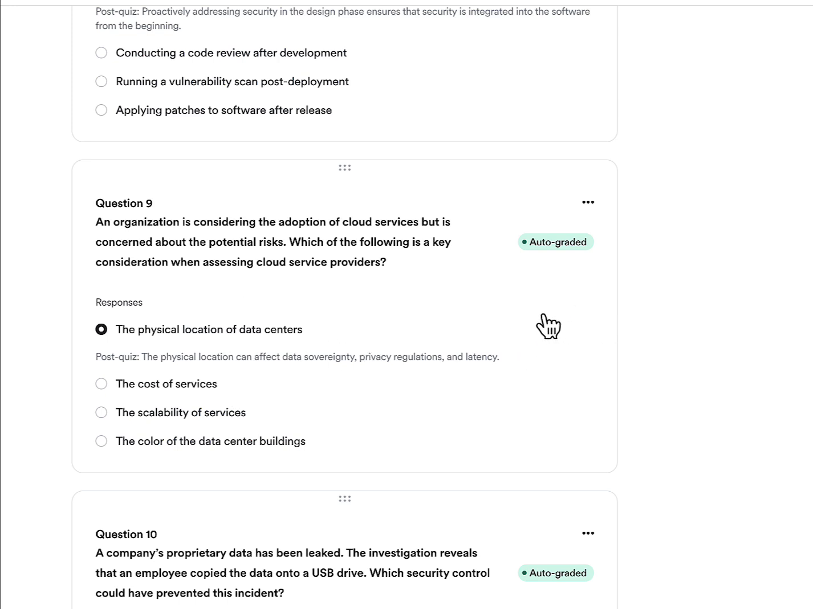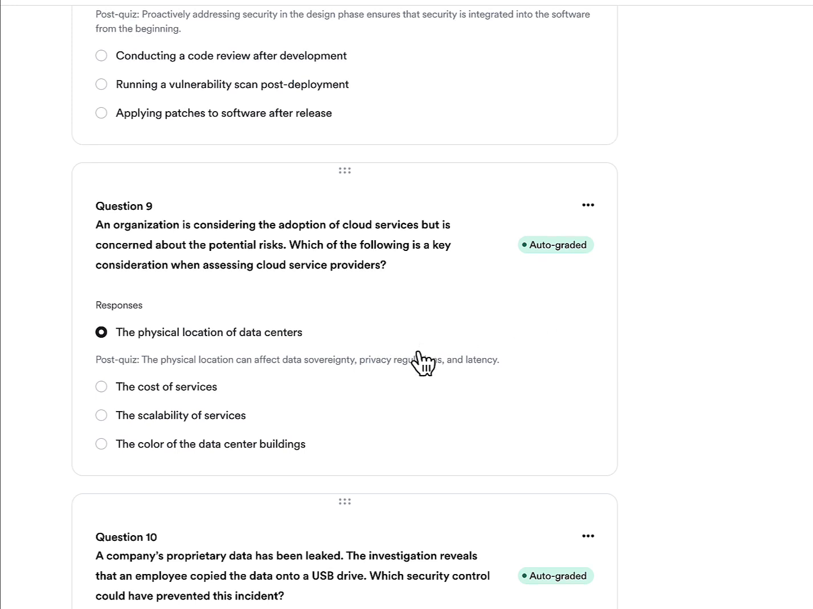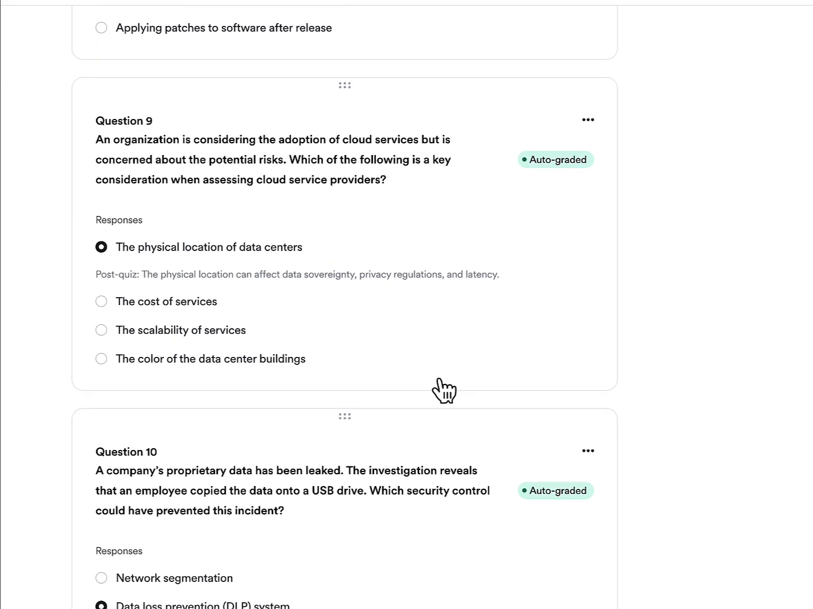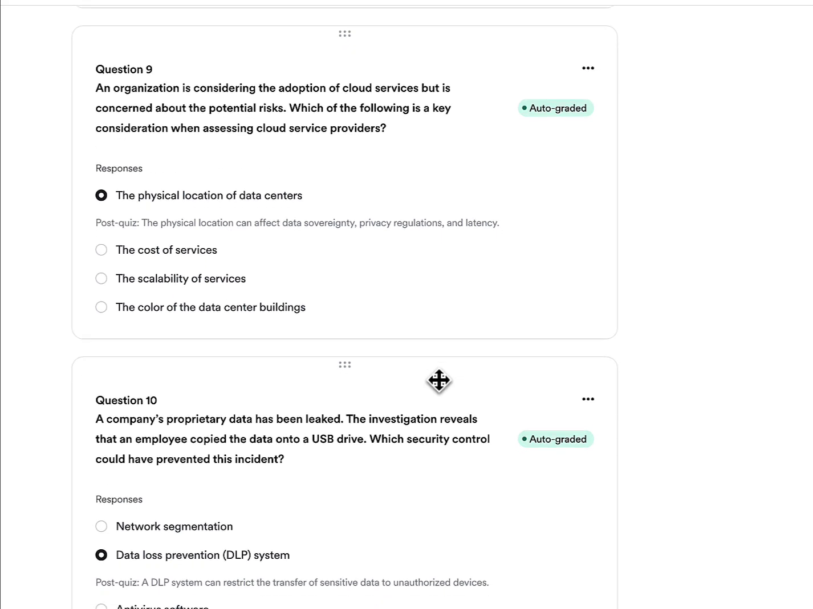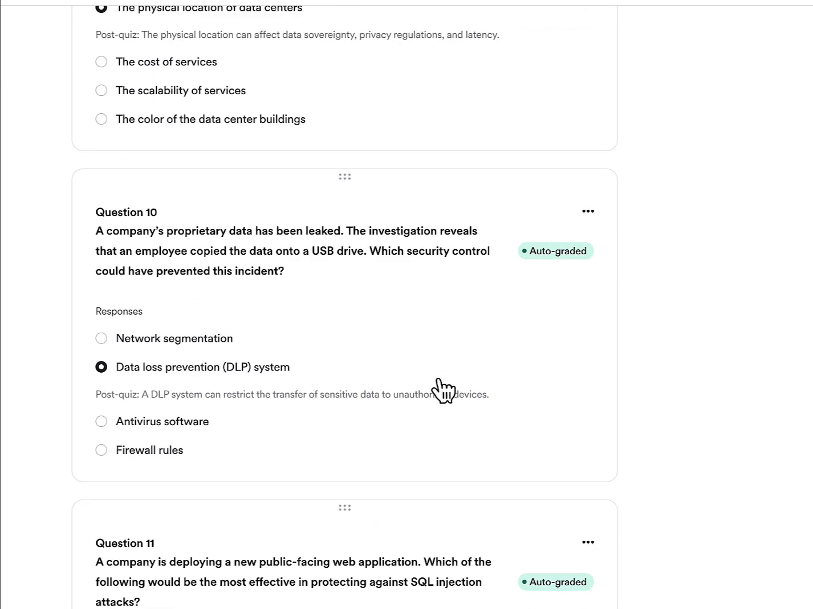Again, question 9. The organization is considering the adoption of a cloud service but is concerned about the potential risk. Which of the following is a key consideration when assessing cloud service providers? And the answer is A, physical location of the data centers. Why is that important? Well, if you're dealing with your data centers and their location, one, you may have regulatory requirements on where the data is being stored.